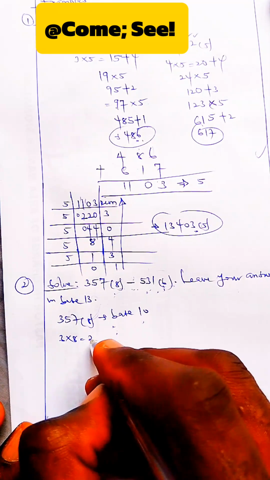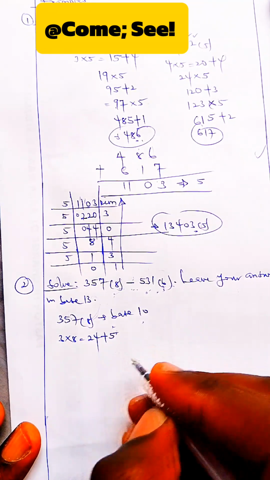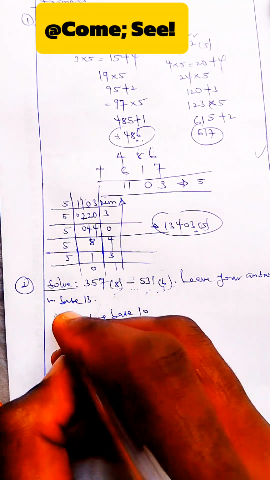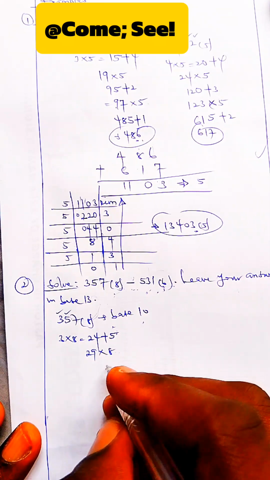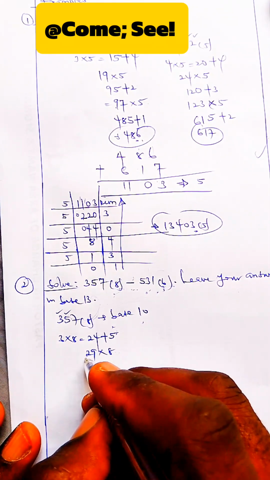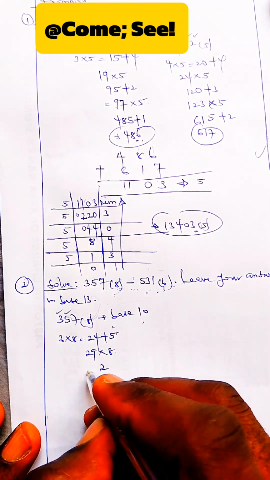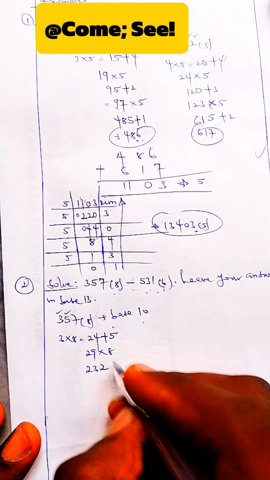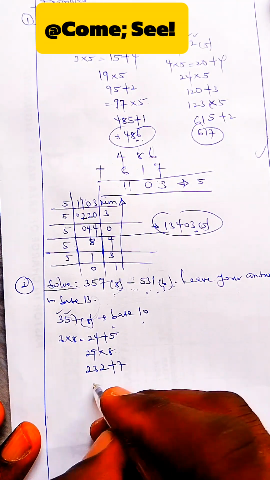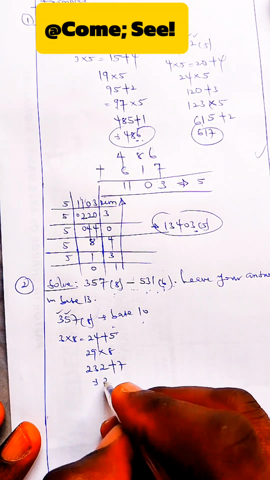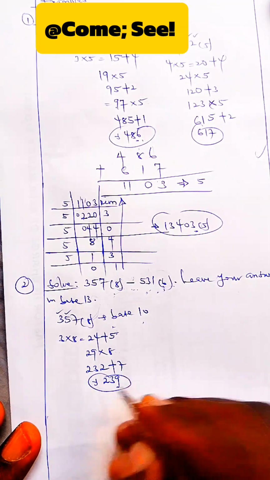3 times 8 is 24. Plus 5, 29. Times 8. 8 times 9 is 72, keep 2, carry 7. 8 times 2 is 16, plus 7 is 23. So 232 plus 7 will give us 239. So we're done with that.